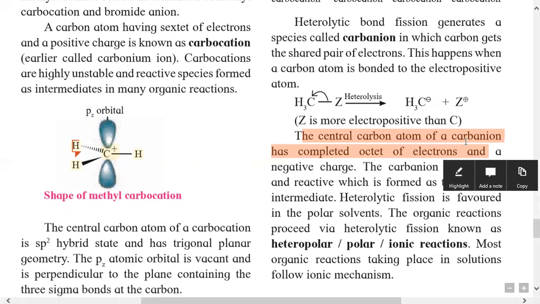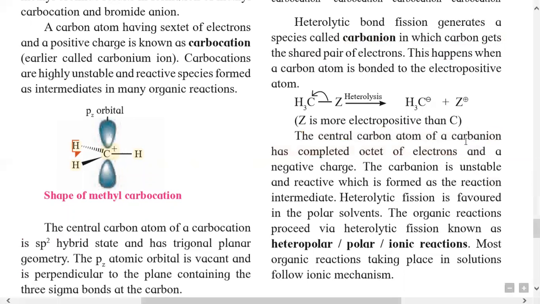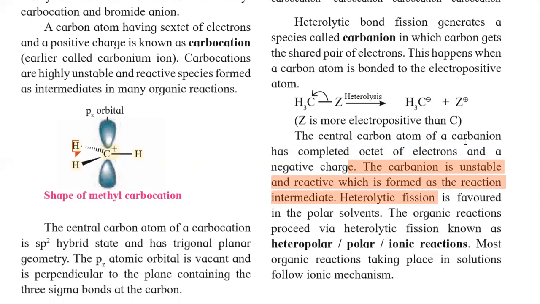Which are these octet of electrons, the 8 electrons around carbon? We know this negative charge means 2 electrons, and 3 bonds around carbon with hydrogen have 2 electrons each. So 3 into 2, 6 electrons, plus this electron pair due to the negative charge. A total of 8 electrons are present around the carbanion. So carbanion is again unstable and reactive, and it is again an intermediate in many reactions.